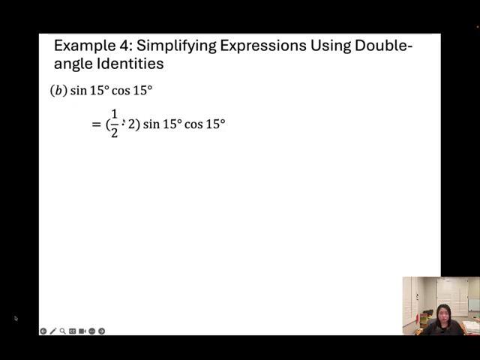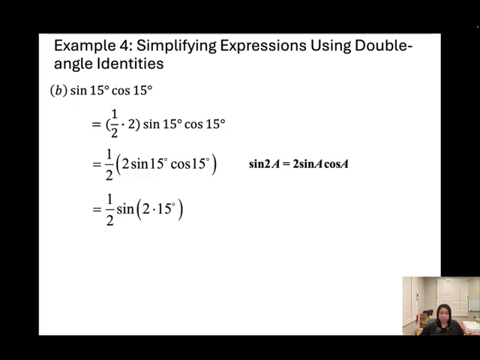And then I'm going to group this guy together. 2 sine 15 cosine 15. So your A will be equal to 15. So that will be equal to sine 2A, which is going to be sine 30 degrees. Sine 30 degrees, that will be equal to 1/2. So you're going to get 1/4.